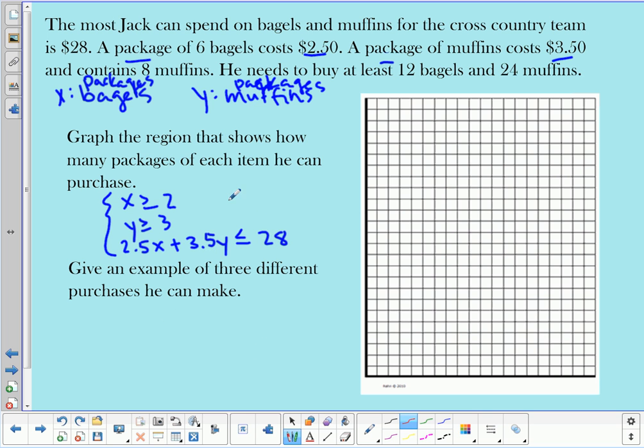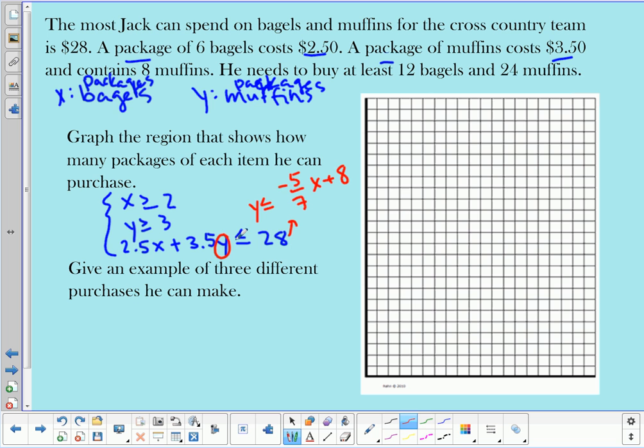Now, the first two are easy to graph. This is going to be a vertical line at 2. That's going to be a horizontal line at 3. This one I need to put in slope-intercept form. And when I took the time to put that in slope-intercept form, it looked like this. Y was less than or equal to -5/7 x plus 8. So all I did there was solve for y, which you've seen me do a lot in this class. So now let's put them on the coordinate plane.